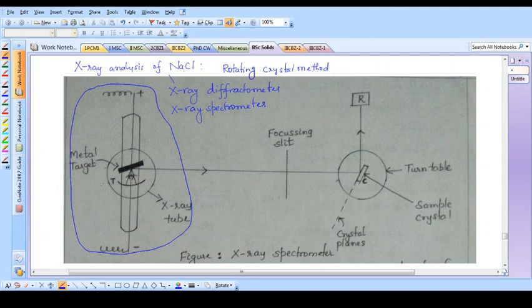The X-ray tube contains a metal target which is, most of the time, made up of either copper or molybdenum. When high voltage is applied across the metal target, X-rays are generated. Let us not go into the mechanism of how these X-rays are generated. So highly energetic X-rays of particular wavelengths are generated. These monochromatic X-rays then pass through a focusing slit. What does this focusing slit do? This focusing slit focuses the X-rays, so we get a very narrow beam.